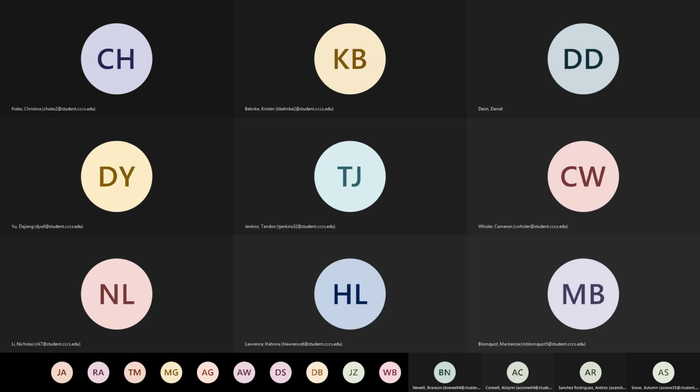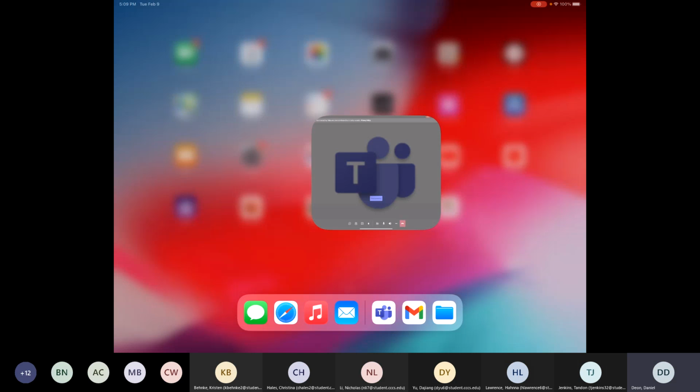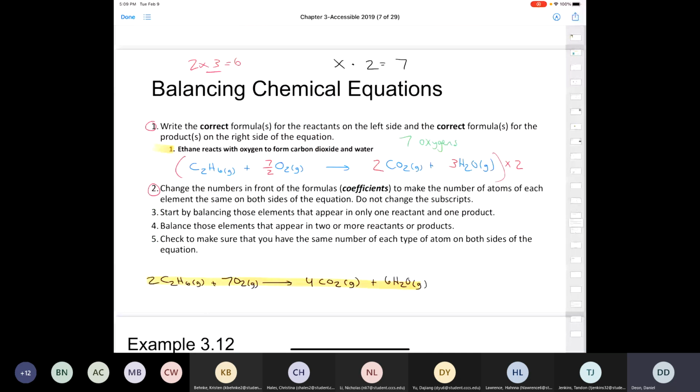Hey, there we go. So can everybody see my slide that says balancing chemical equations? And you see some of my writing on here too? I didn't take the time to erase it. Okay, thanks, Anthony. Appreciate that. Great. Well, let's get started.